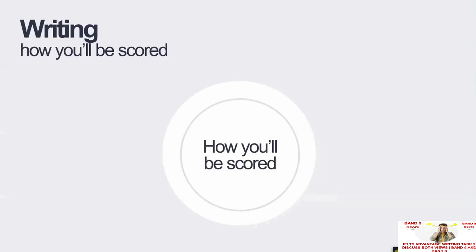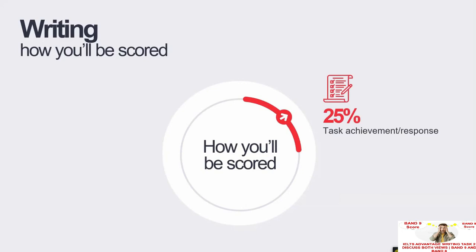I keep taking the test. Well, that means in one of these 4 areas, you're not doing what you're expected to do. Task achievement, you have to answer the question. You have to stay on the topic.